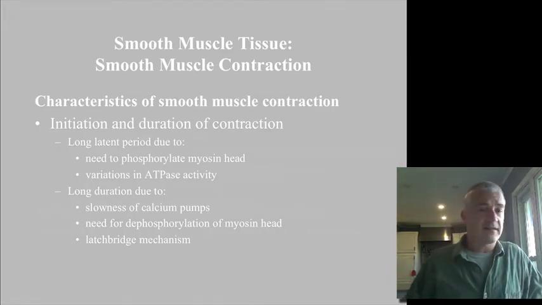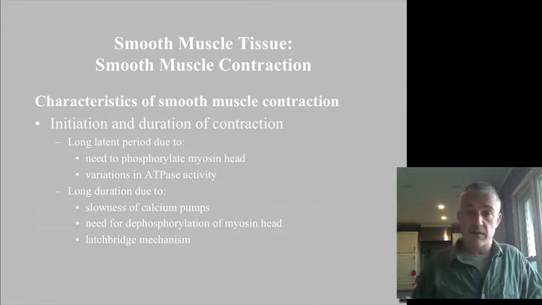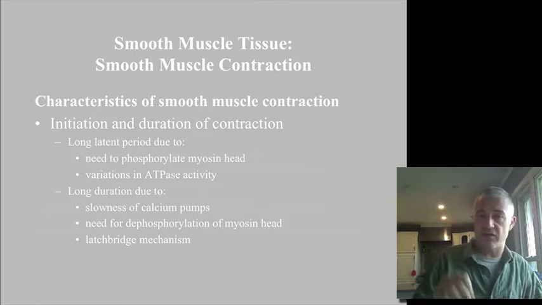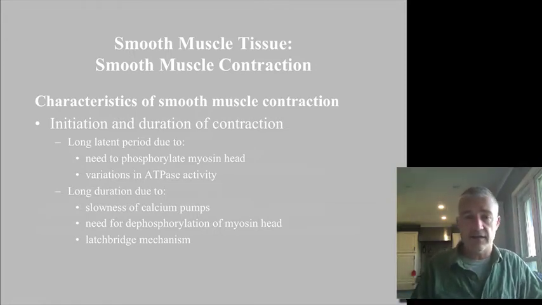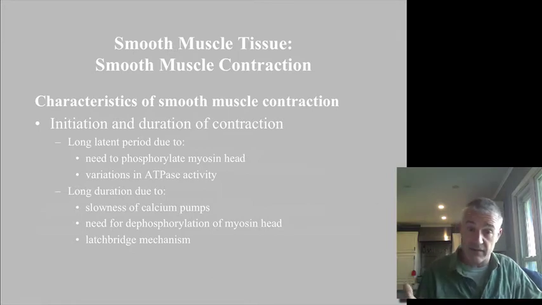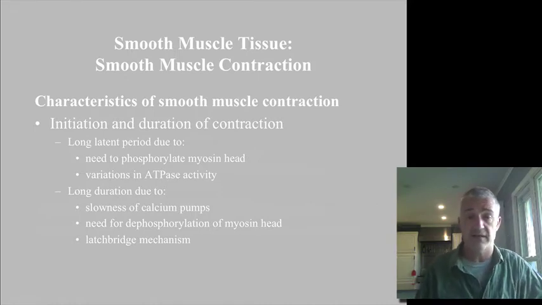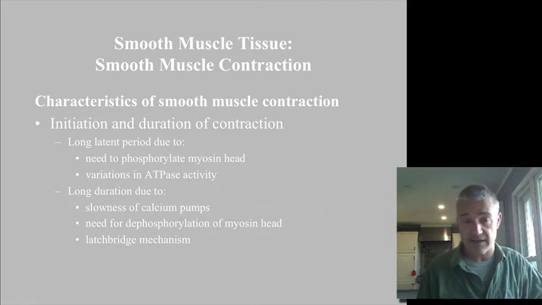What we're going to see on this one, if we were looking at a muscle twitch, is that this is not going to be super quick. There's a much longer latent period between stimulation and the start of contraction. And this is because there's that phosphorylation that needs to take place, and there is some difference in the ATPase activity between this and skeletal muscle. The other thing is calcium pumps are not quite as fast, and for everything to kind of go back to normal, the contraction lasts a lot longer because we have to dephosphorylate those myosin heads, and because we can also do this latch bridge mechanism if we do not dephosphorylate these myosin heads.